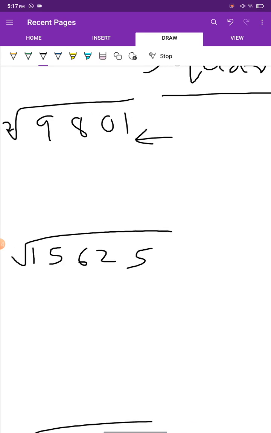First let us calculate the answer. Here the last digit is 1. The square of 1 is 1, or the square of 9, where 1 square is 1 and 9 square is 81.